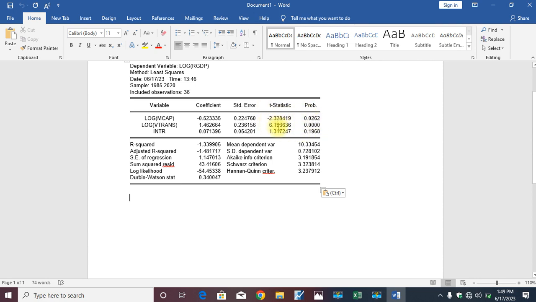For you to infer that a particular variable is statistically significant, either the t-statistics or the p-value must be looked into. Whenever the t-statistics is more than 2.3, there is a significant relationship between the variables, or whenever the p-value is less than 0.05, the relationship is significant.